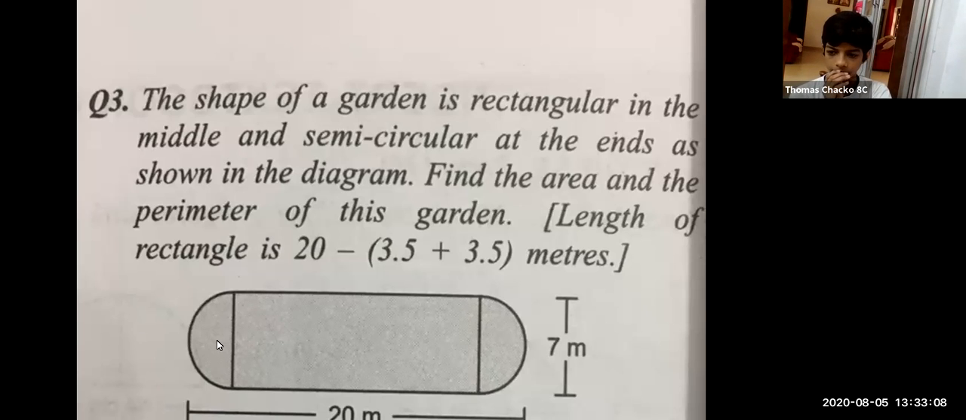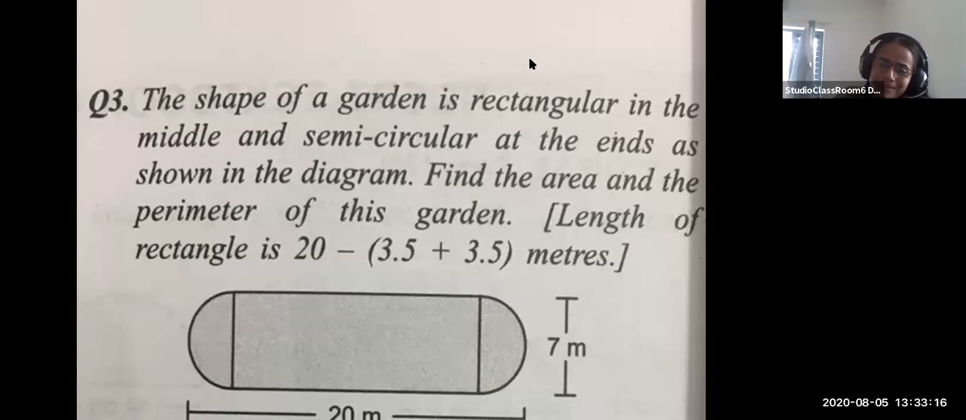Diameter of semicircle 7 centimeter. Then radius of diameter 7 by 2 centimeter. We can't hear you. Thomas Chaco, don't read from the text. Okay, who will do? Gino, can you explain?